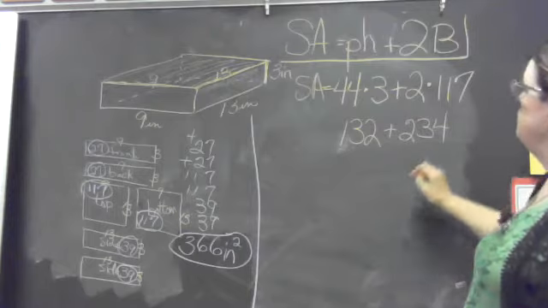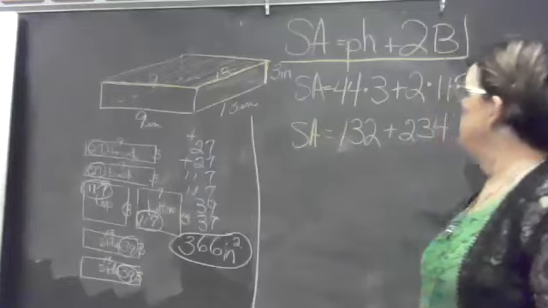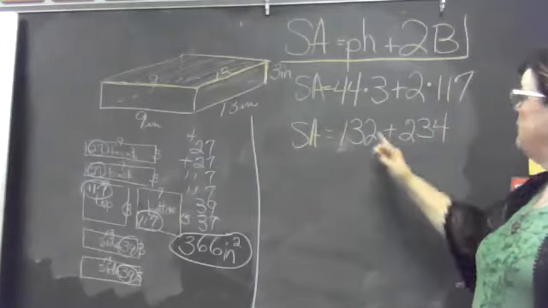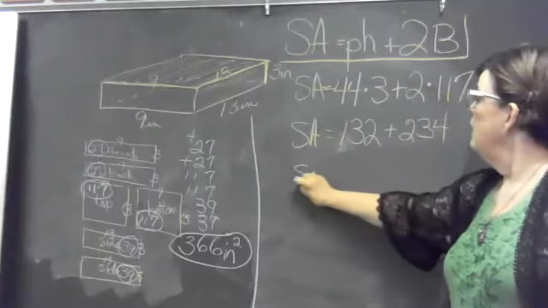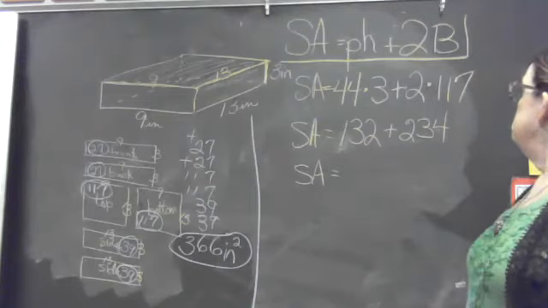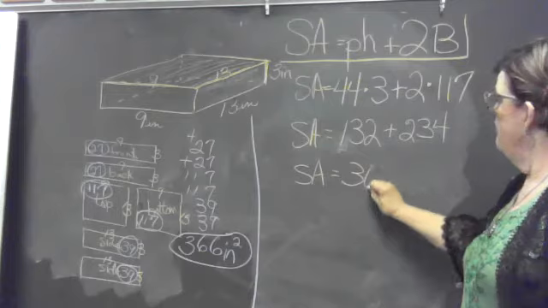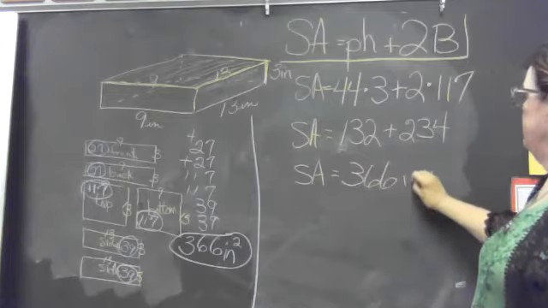Am I correct? You guys are going to have to correct me. 132. Yeah, that's right. And then when we add these 2 together, our total surface area is 366. Yeah. Well, I'll be darned. Would you look at that?